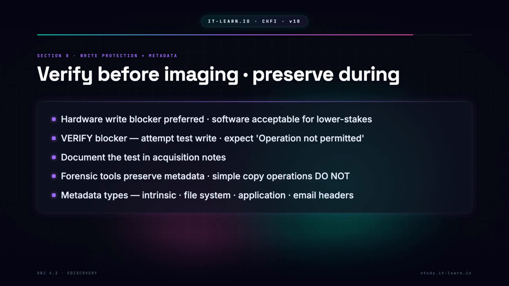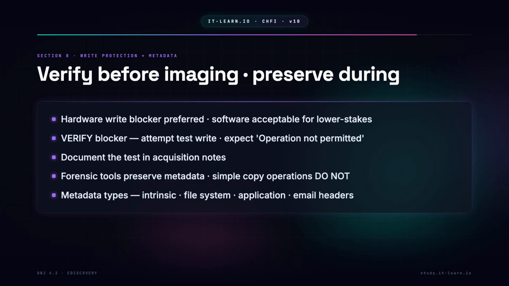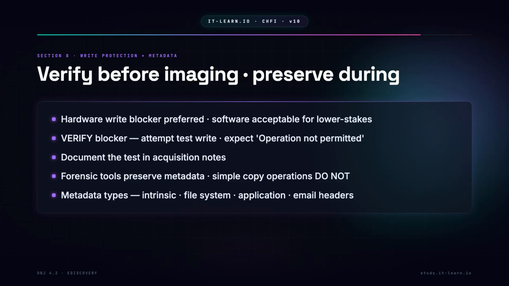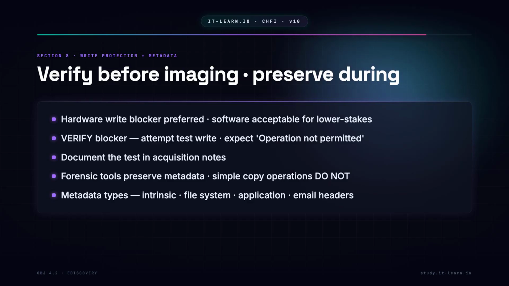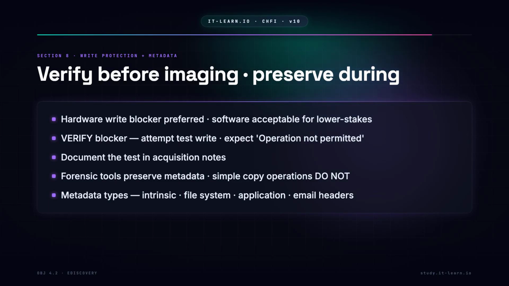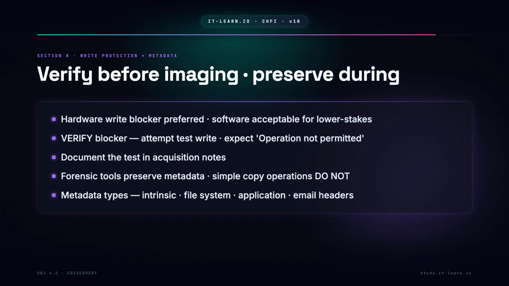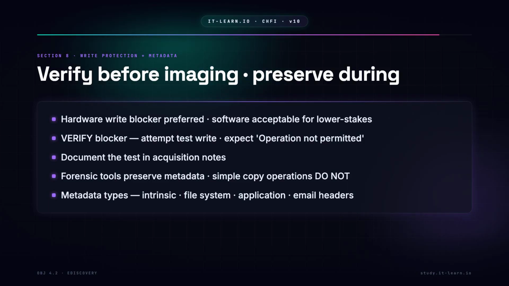Now metadata, 4 types. Intrinsic, embedded in the file: EXIF in photos, document properties. File system: created, modified, accessed timestamps, file size, permissions. Application: author, revision history, comments in Office docs. Email: sent and received timestamps, routing headers, attachment info. Always use forensic tools that preserve metadata. Simple copy operations destroy it. Hash verification proves content integrity. Metadata integrity requires separate documentation.